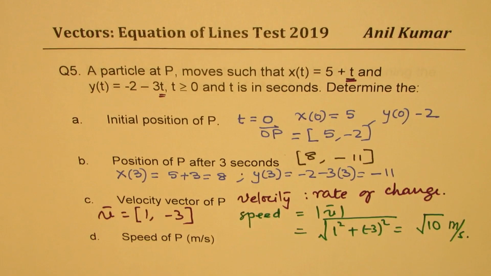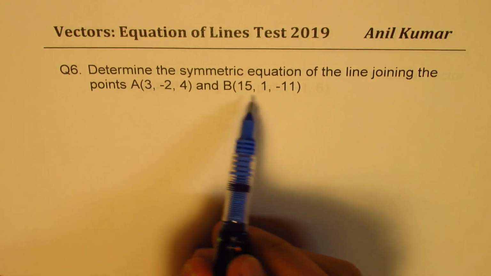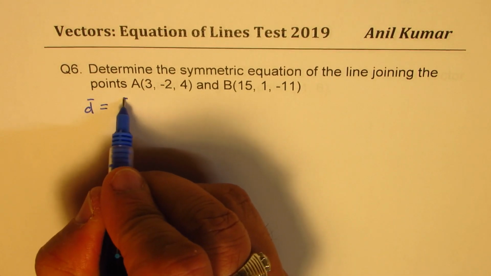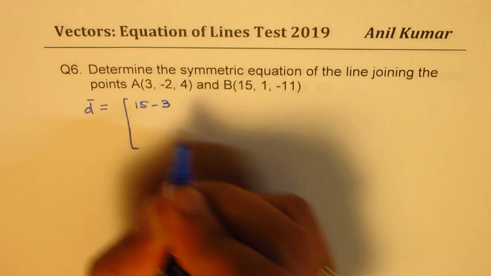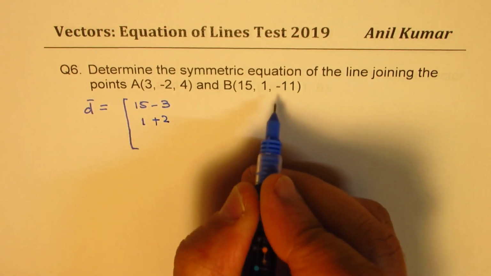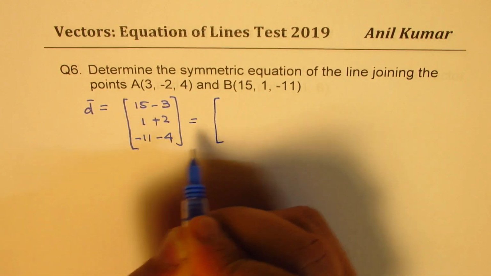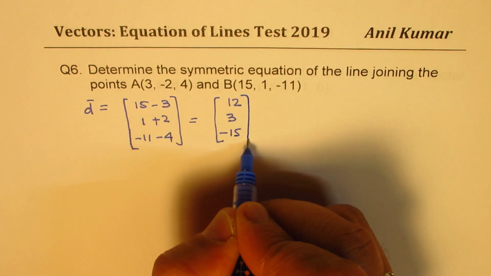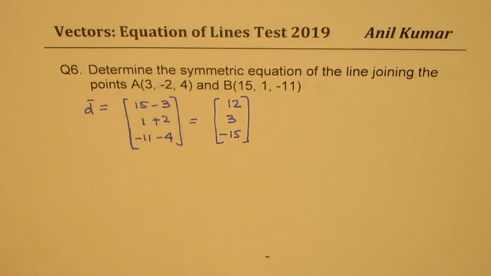Let's move on and take up question number 6. Determine the symmetric equation of the line joining points A and B. So let's get the direction AB first. So the direction from A to B will be, we will do this formula: 15 minus 3, 1 minus minus 2, minus 11 minus 4, correct? So that is the direction vector, which is (12, 3, -15), correct? So we know the direction vector, we can use any one point to write the symmetric equation.